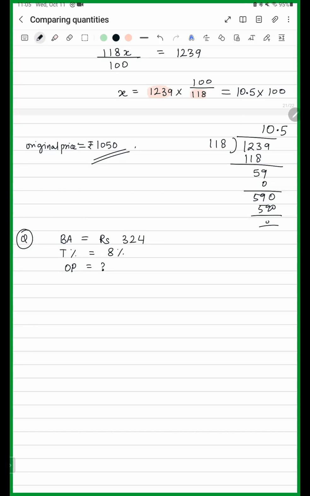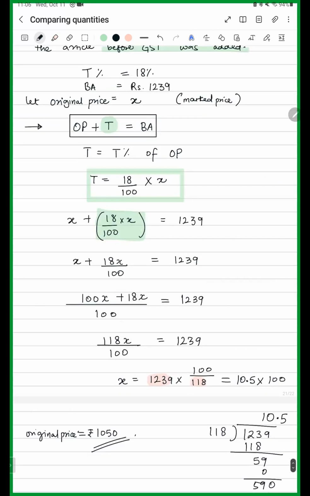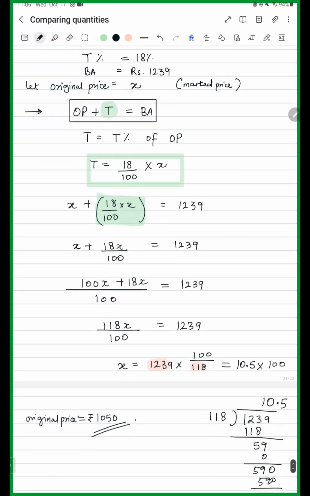Now, what do we do? It's the same as the previous thing. We can just write it as X, okay? Now you tell me step by step. What is the formula of original price? Original price plus tax is equal to bill amount. This is your basic formula, your main formula. Then the secondary formula is this: tax is equal to tax percent of original price.